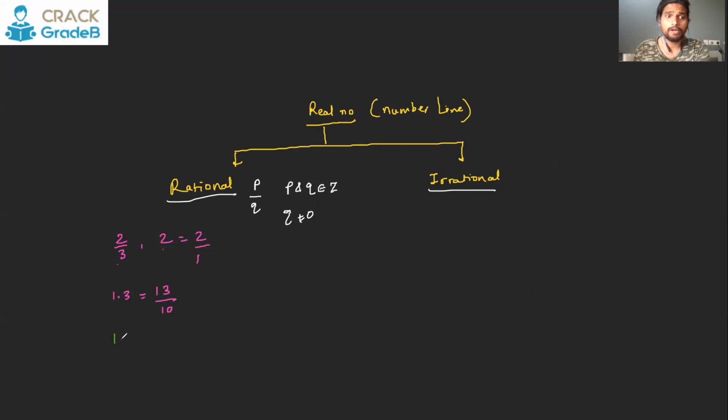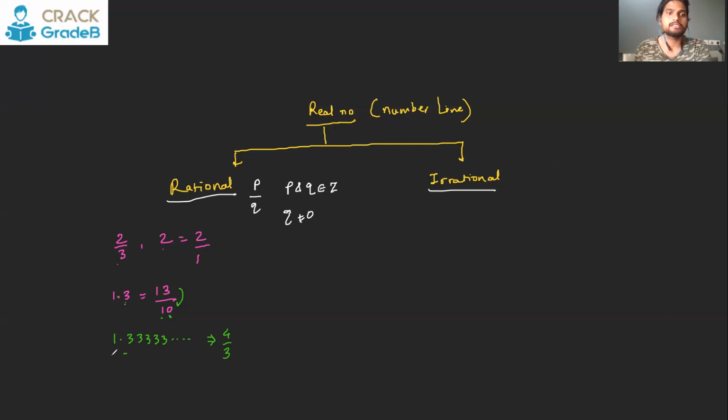What about a number like 1.33333 up to infinity? Can you write this in p by q form? For 1.3, we knew it ends after 1 decimal digit, so we divide 13 by 10, because after the decimal there is only 1 digit. But here we don't know how many digits there are. In fact, there are infinite digits. So can we write it in p by q form? Yes, we can still write it in p by q form. Basically, it is 4 by 3. How it comes, we'll see in a while.